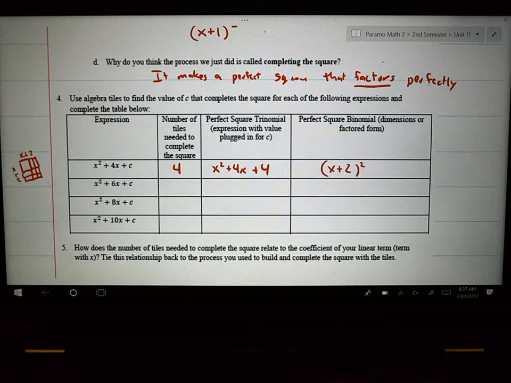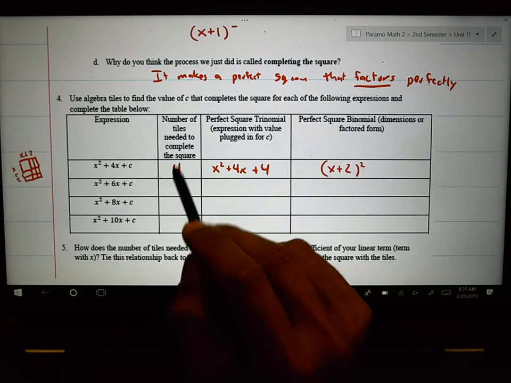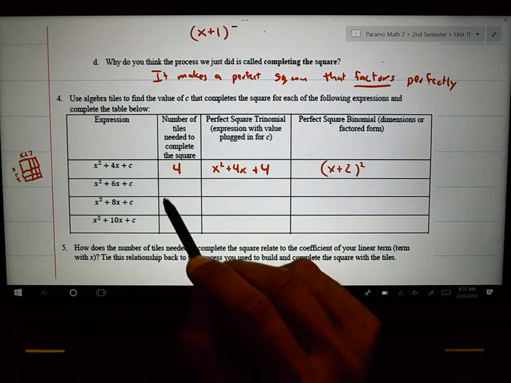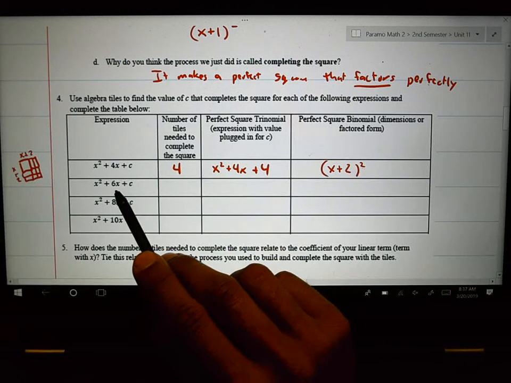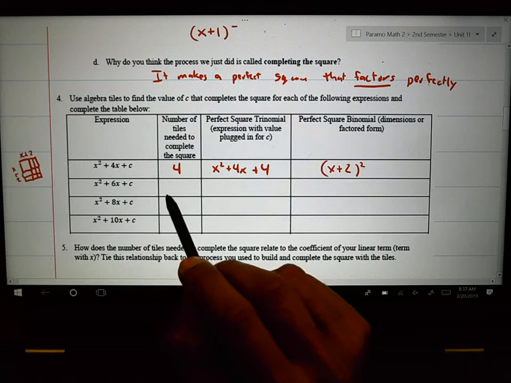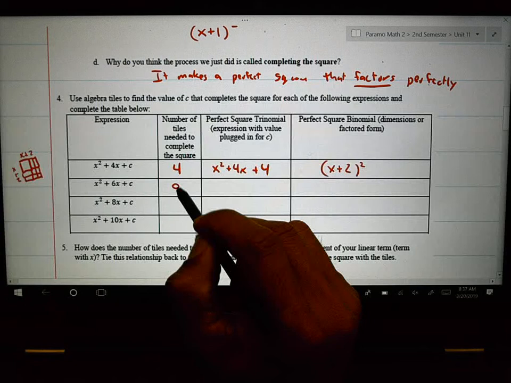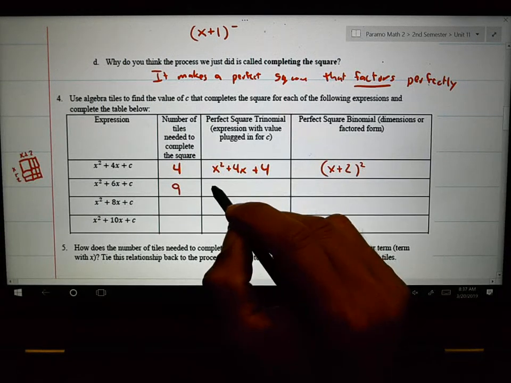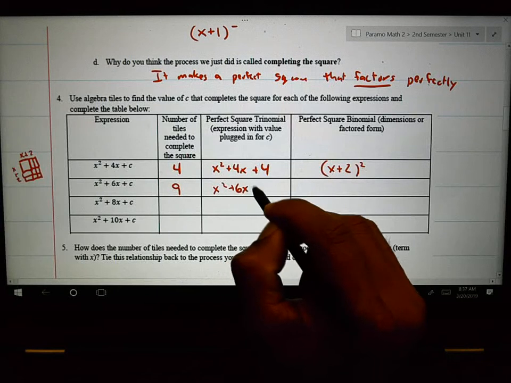You could make algebra tiles work for every single one of these things, but eventually you're going to start to see a pattern. The pattern's going to be the same for everything. Just curious, I want you, second period, to say this out loud. Do you have an idea of how many tiles you're going to need to add for this to work? What do you think it's going to be? 9. If you said 9, you're correct. There's at least 6 of you who know what we're doing at this point. That would make x squared plus 6x plus 9.